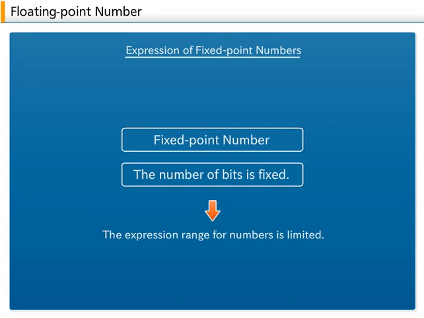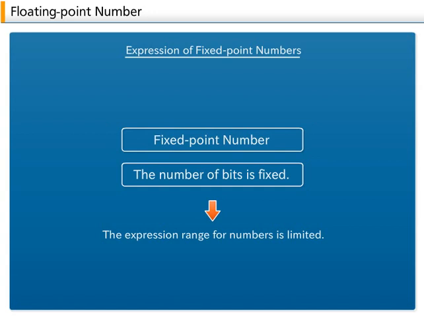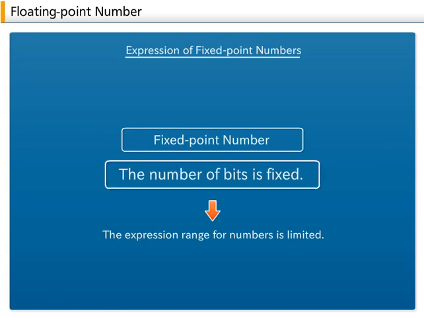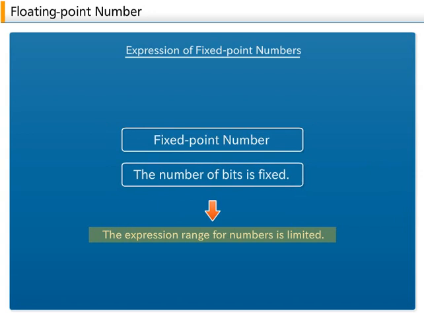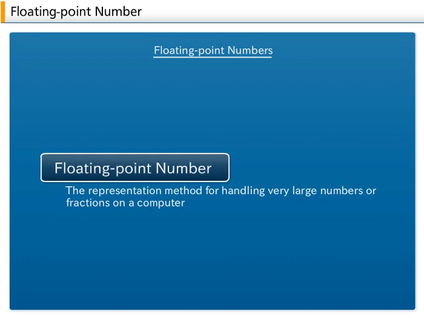Floating point number. In fixed point numbers, you learned that integers can be expressed. However, the number of bits is fixed, so the range of the numbers is limited. So then, how do you represent very large numbers and fractions? The representation method in which these kinds of numbers are handled on a computer uses a floating point number.